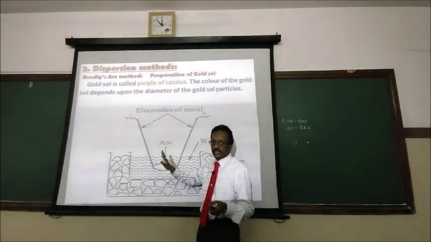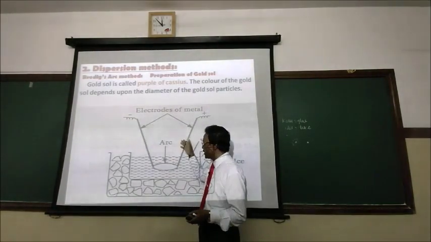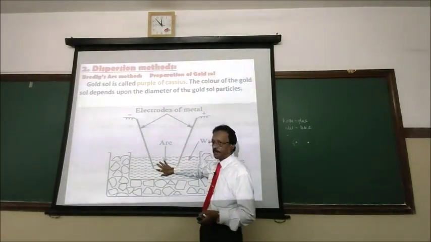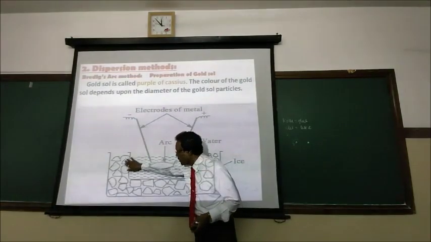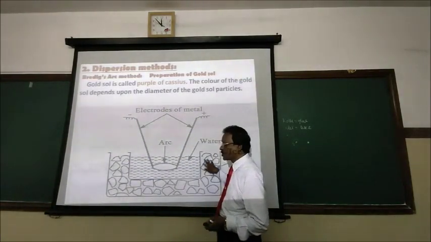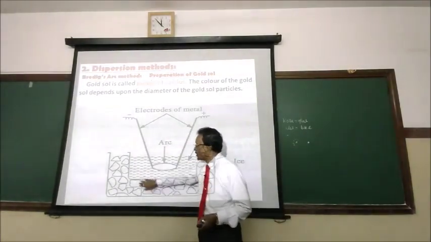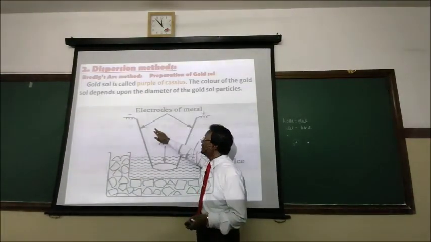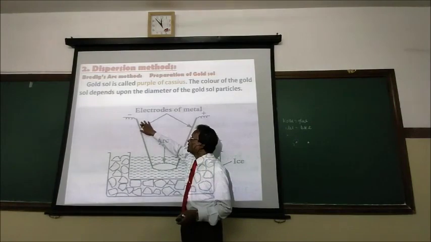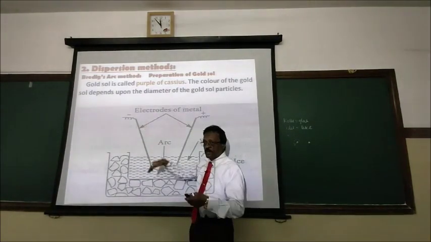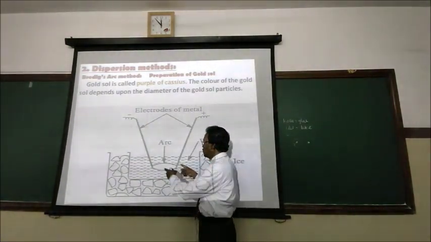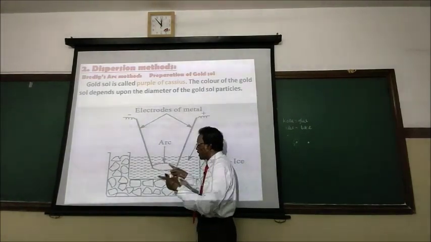So I take gold as an example. Two gold wires are taken, dipped into the dispersion medium. This dispersion medium is kept immersed in a freezing mixture, ice and salt. A high voltage of electricity is passed, which means an electric arc is produced between the two gold wires.